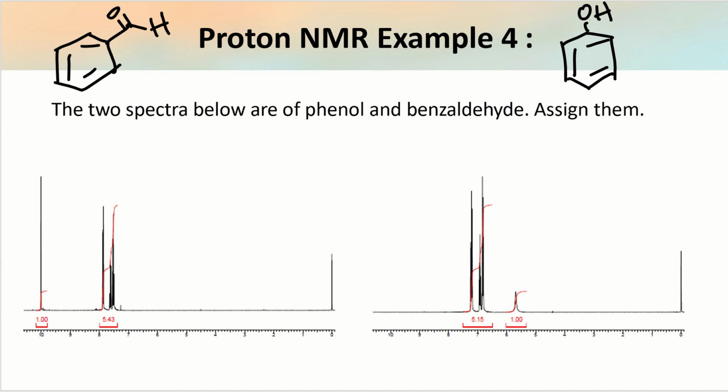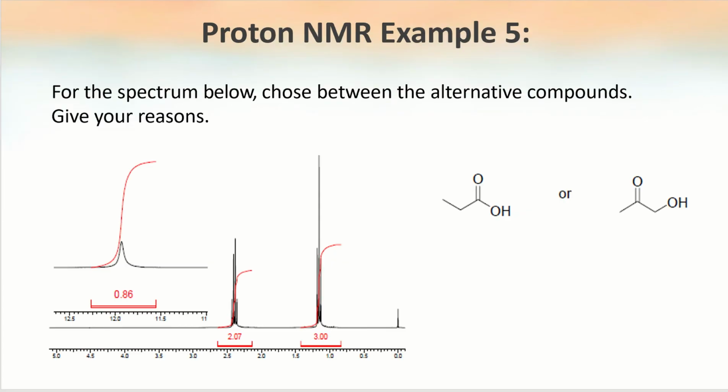So that wouldn't be useful knowledge to decipher. All right, so another example: for the spectrum below, choose between the alternative compounds, give your reasons. So here we have 2 possibilities for assignment that goes along with this spectrum.